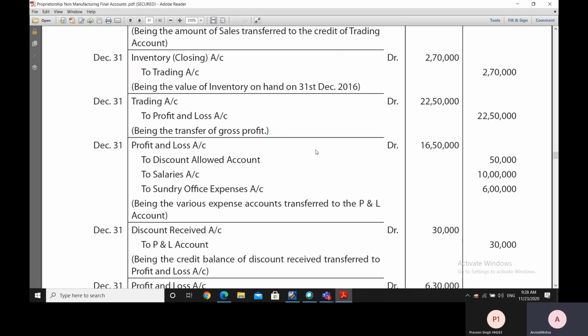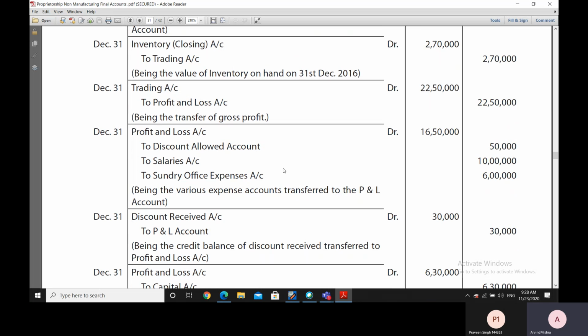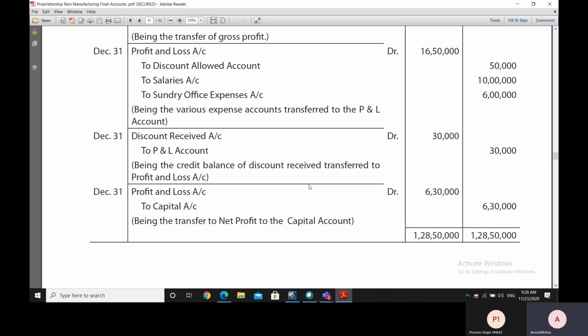Thereafter, we are transferring certain accounts to profit and loss account directly, because those accounts are related to the profit and loss account, like discount allowed account, salary account, and sundry office expenditure. All these are expenditure accounts which are not directly related to trading activity, and therefore they are transferred to the profit and loss account by debiting the profit and loss account and crediting these accounts. On the other hand, the discount which is received is also transferred to the profit and loss account credit side. So in that respect, profit and loss account will be credited and discount received account would be debited.